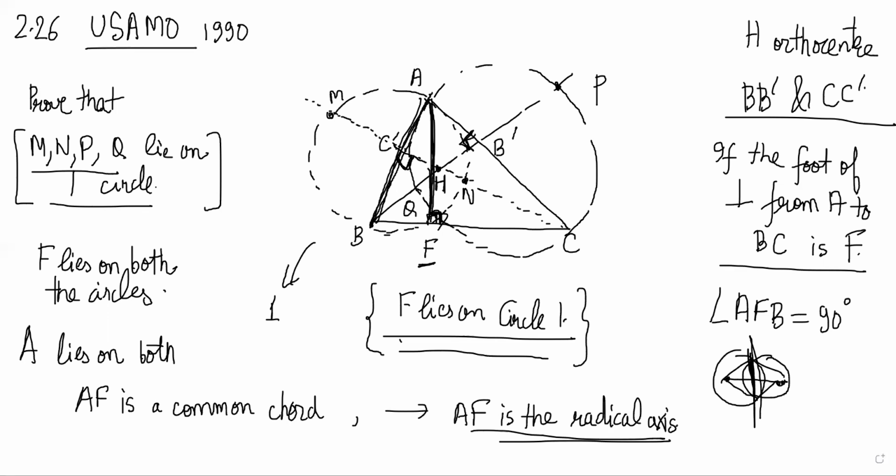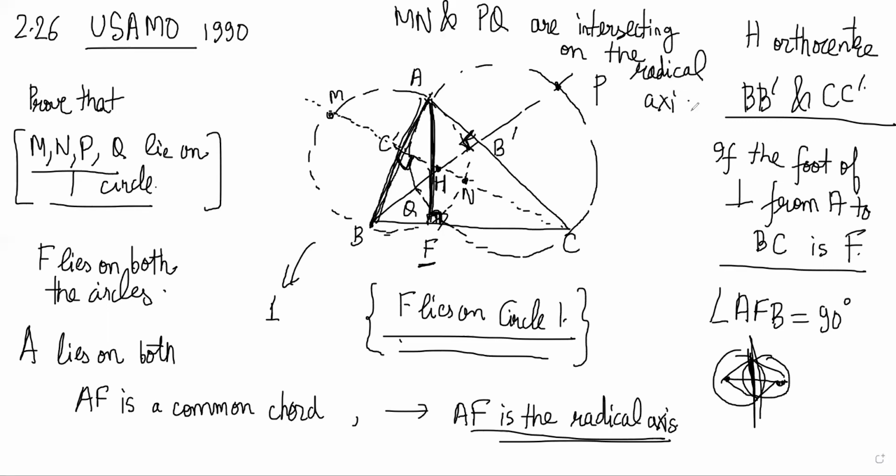MN and PQ are intersecting on the radical axis, right? H is their point of intersection, right? These are two chords on two separate circles that intersect on the radical axis, right? Now, there is a theorem 2.9 in the book that we need to understand. That theorem says that M, N, P, Q will now be cyclic.